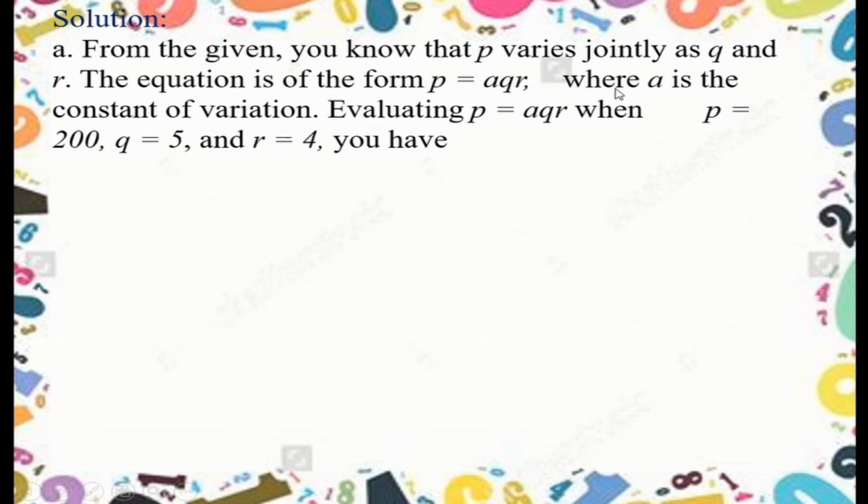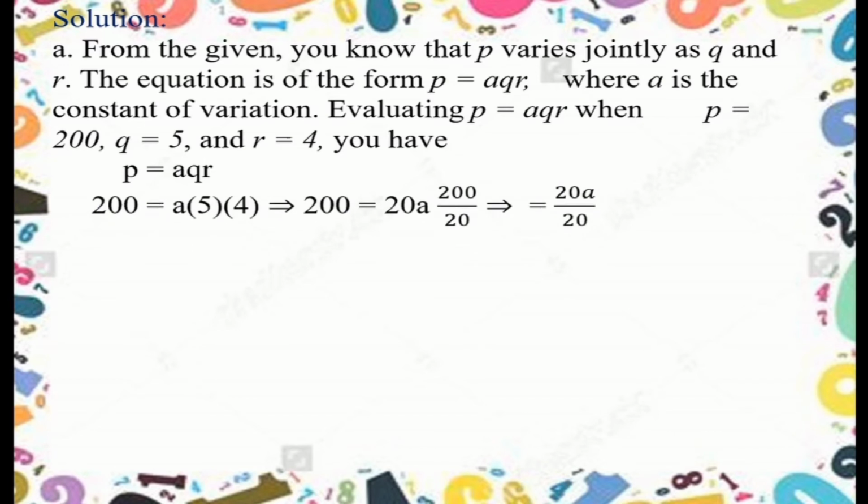Evaluating pqr when p is equal to 200, q is equal to 5, and r is equal to 4. Saan nanggaling ito? Nanggaling po ito sa problem natin. Ito kasi yung kompleto na pqr. So, ito yung gagamitin natin to find the value of a. So, write the equation and then try to substitute the given. Your p is 200, your a is unknown, your q is 5, your r is 4. And then, simplify mo, 5 times 4 is 20, kaya 200 equals 20a.